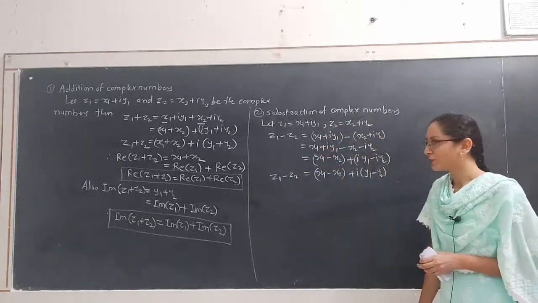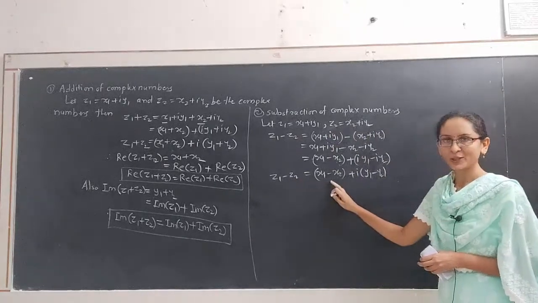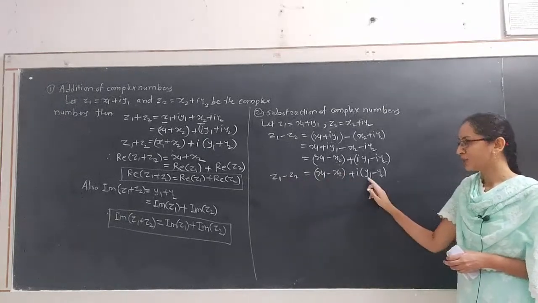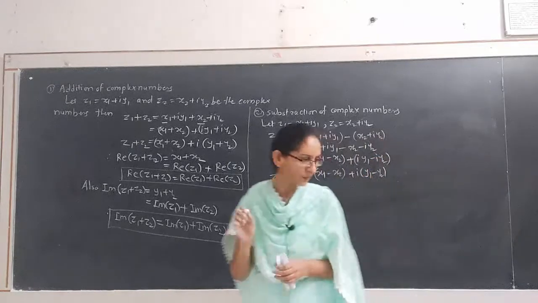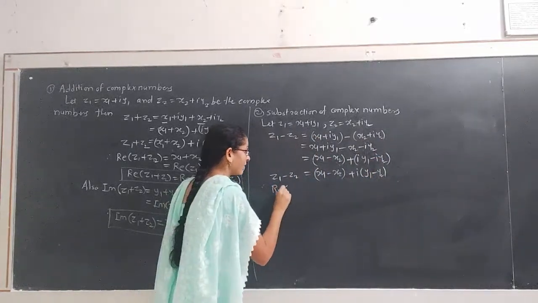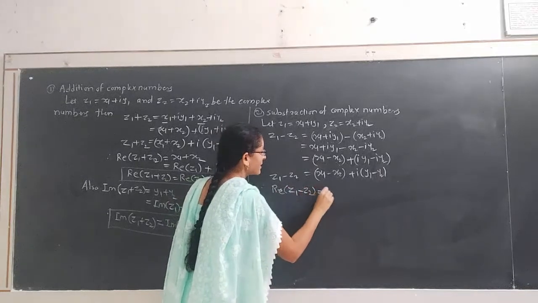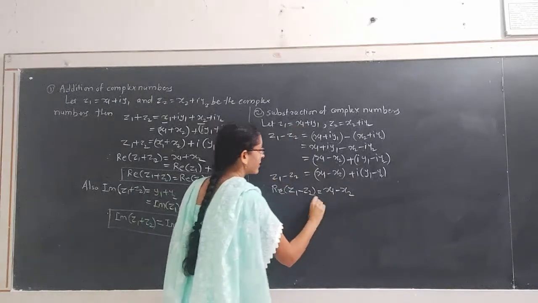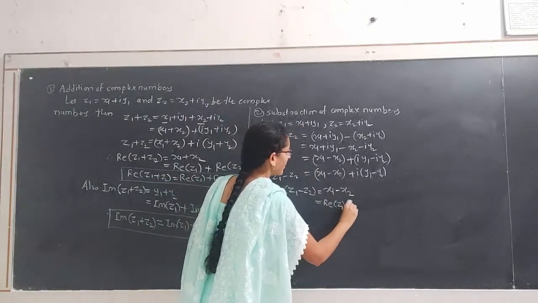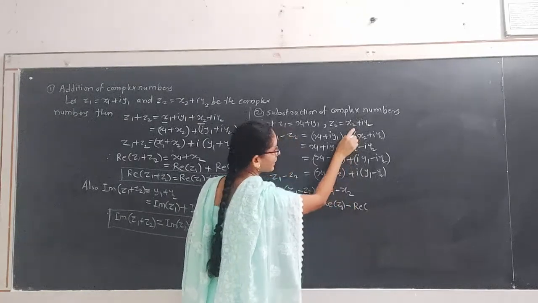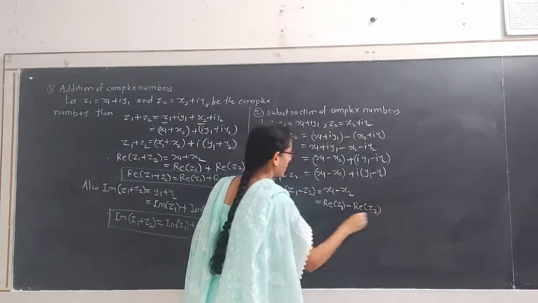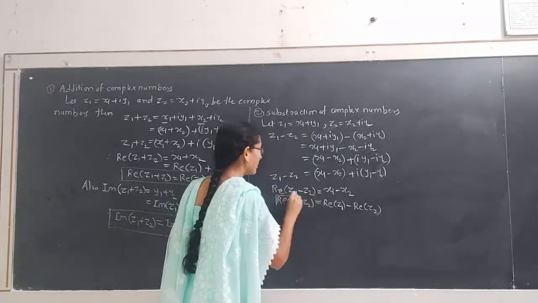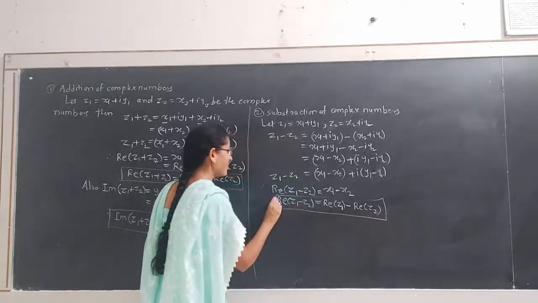Therefore, if you are trying to find the real part of z1 minus z2, then it is x1 minus x2. The imaginary part of z1 minus z2 is y1 minus y2. Hence, the real part of z1 minus z2 is equal to x1 minus x2, but x1 is the real part of z1, and x2 is the real part of z2. Hence, the real part of z1 minus z2 is equal to the real part of z1 minus the real part of z2.